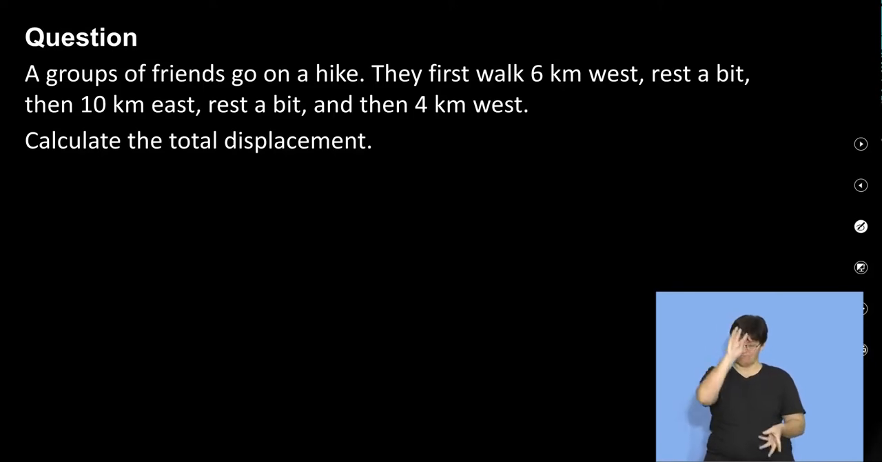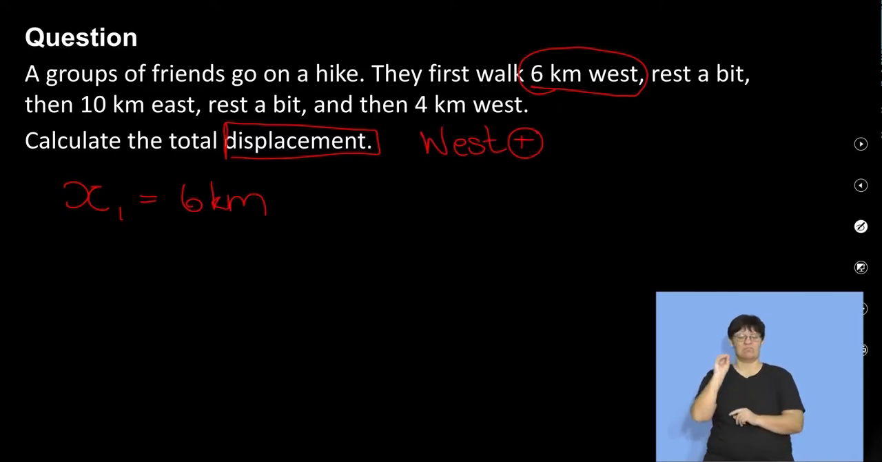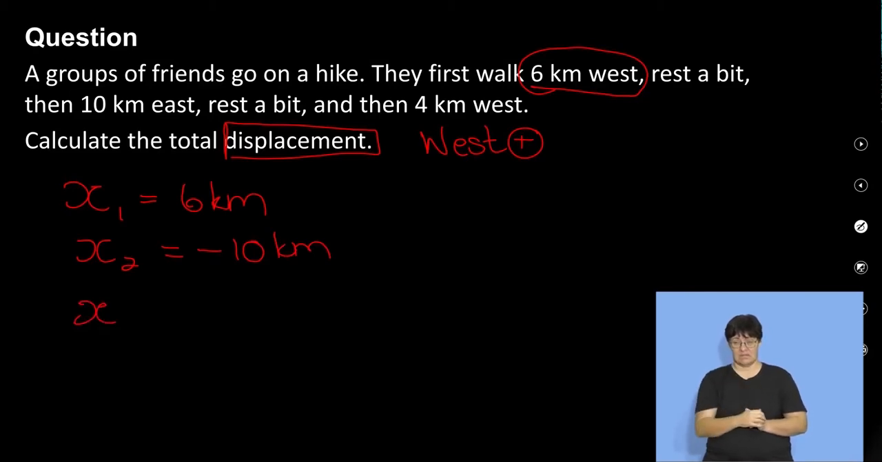Now they want the total displacement. Displacement means I need to choose a direction as positive. I said to you just now, we'll take original direction as positive. So my first one is 6 kilometers, and I'm taking west as positive. I like to write down what I'm taking as positive to remind me. My second distance was 10 kilometers east. East now becomes my negative direction. So that's minus 10. Third one is 4 kilometers west.